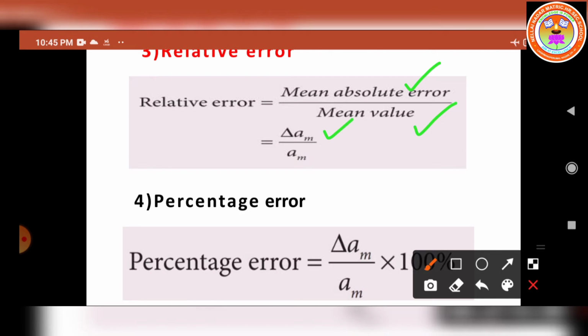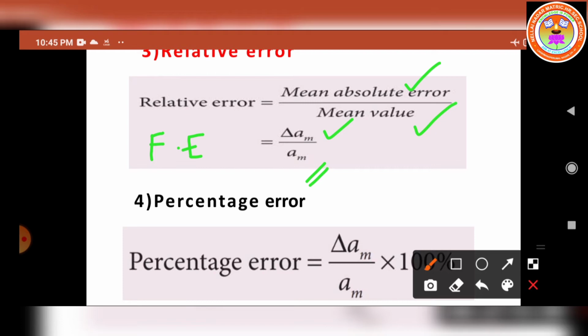Delta A suffix m. What is the symbol of mean value? Delta A suffix m. So the ratio of mean absolute error to the mean value. So the formula is, this is also called as what? Fractional error. So the fractional error is equal to delta A suffix m by A suffix m. The relative error expresses how large the absolute error is compared to the total size of the object measured.